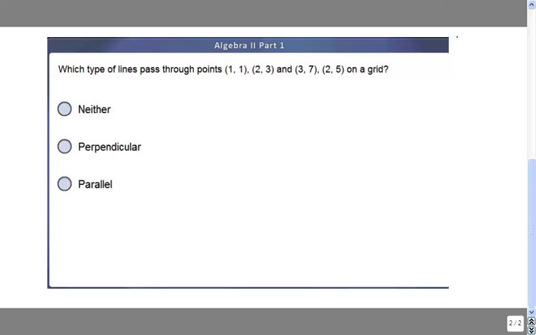Nevada Virtual Academy, one more problem for today. Actually, it's for tomorrow's class, right? Which type of lines pass through points with the following coordinates, right? (1, 1), (2, 3), and (2, 7), (2, 5).